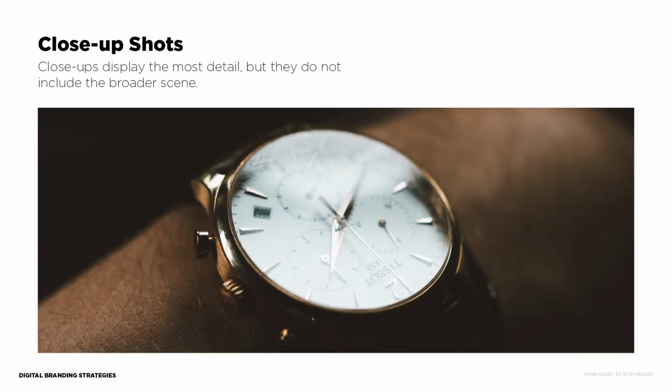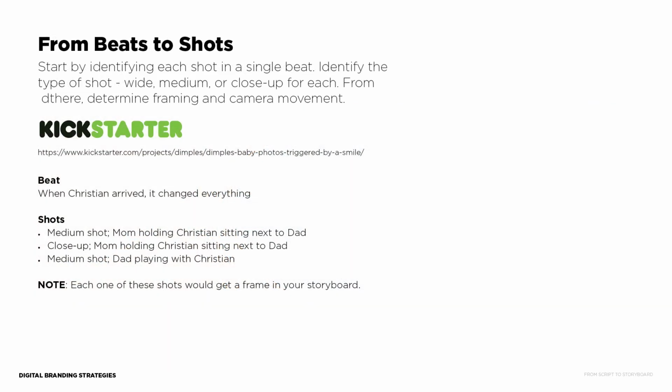You can use close-up shots as a way to create more of an emotional connection with your viewer. A close-up does not include the broader scene, so it really focuses the viewer on one part. Wide, medium, and close-up are the 3 basic shot types. They are a great starting point as you sketch out your storyboard.